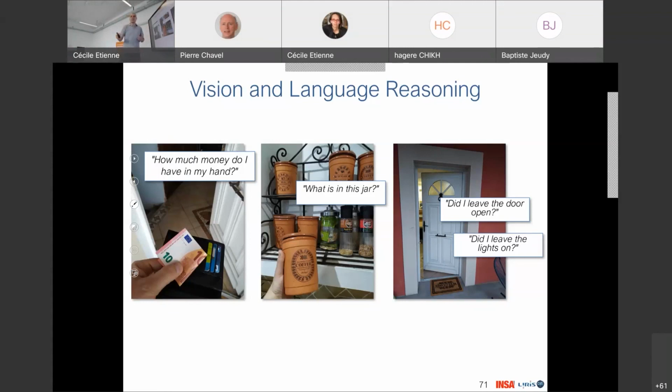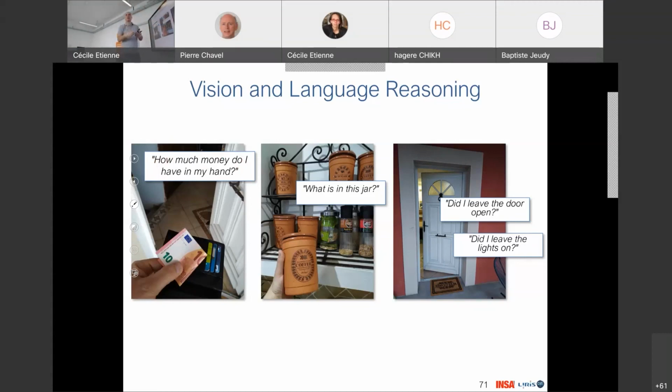Help for the visually impaired, blind, for example. You could imagine you're wearing some kind of Google Glass-like glasses. You have a first-person camera on you, and the camera sees everything you see, and you can leave the house and ask this kind of questions here. How much money do I have in my hand?